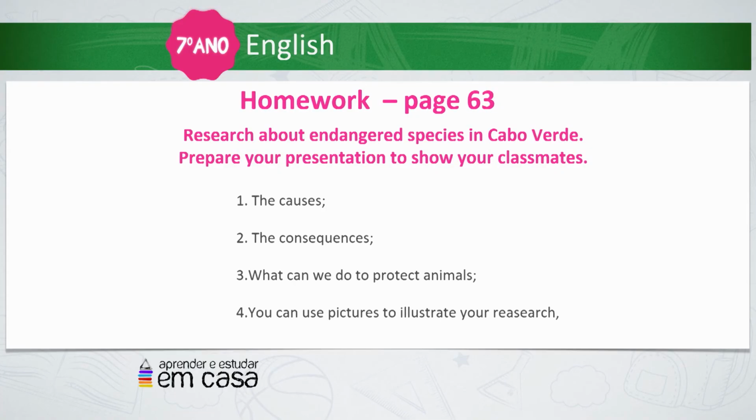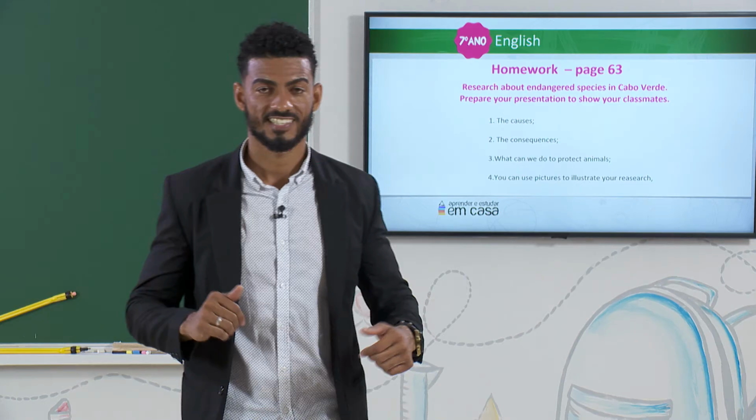You can find it on your book on page 63, and the exercise is the following. Research about endangered species in Cape Verde, or you can say Cabo Verde, and then you have to prepare your presentation to show your classmates. Number 1, you have to mention the causes. Number 2, the consequences. Number 3, what can you do to protect animals? And then number 4, you can use pictures to illustrate your research.